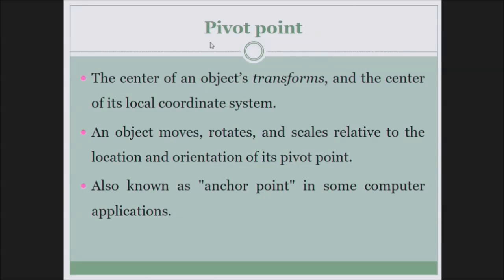So, coming to the pivot point, the center of an object transforms in the center of its local coordinate system. The object moves, rotates and scales relative to the location and the orientation of this pivot point, also known as the anchor point in some computer applications.